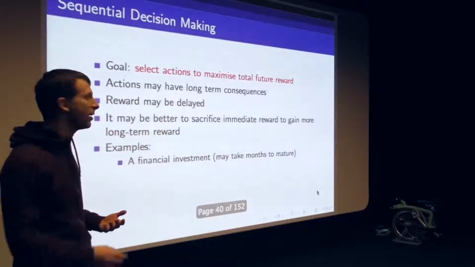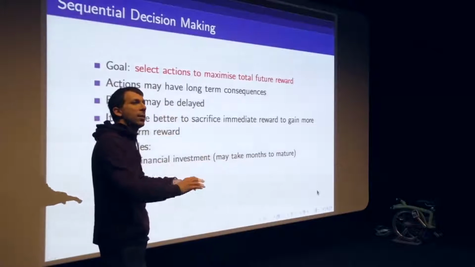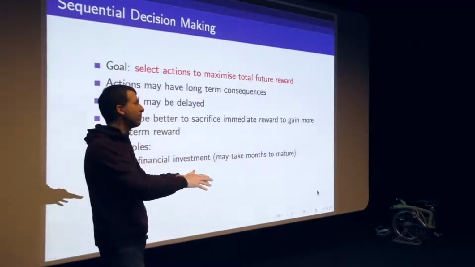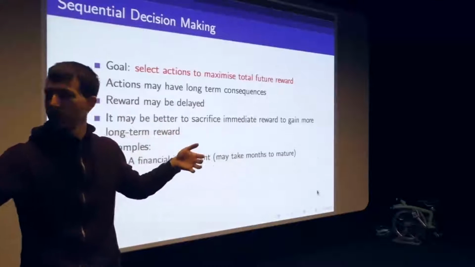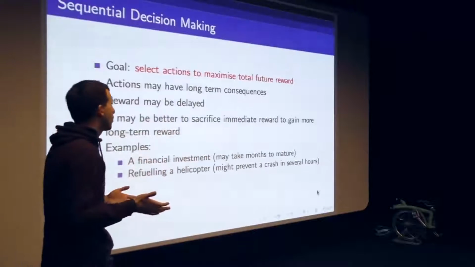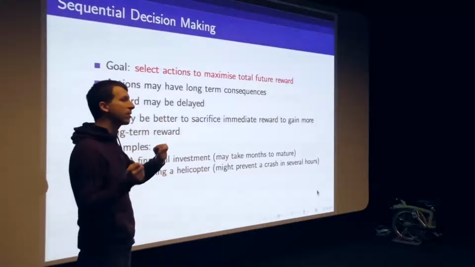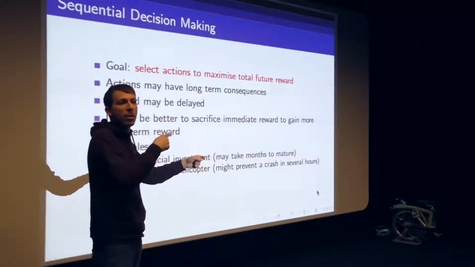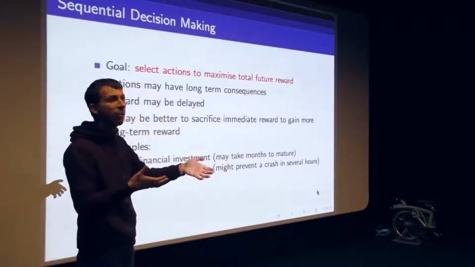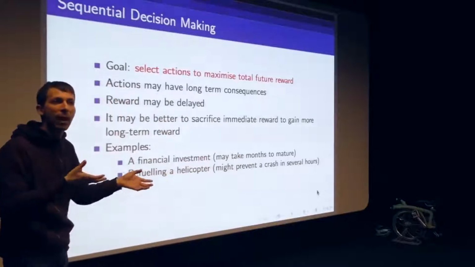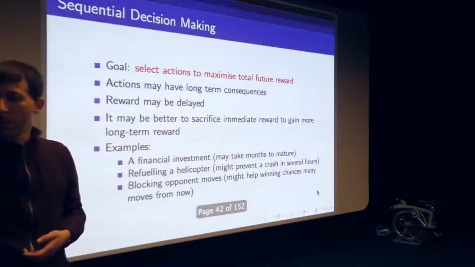And examples of that would be, like a financial investment where you have to spend some money now, so you're losing money, but then you believe that later you'll get more money back once this matures. Or in the helicopter example, maybe it's running low on fuel, so you might want to stop, lose some reward for following your maneuvers to refuel for a while, but that might prevent a crash in several hours' time and therefore actually lead to longer runs and more reward in the long run.